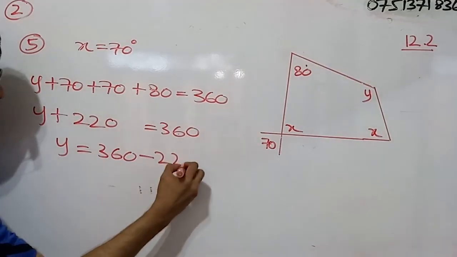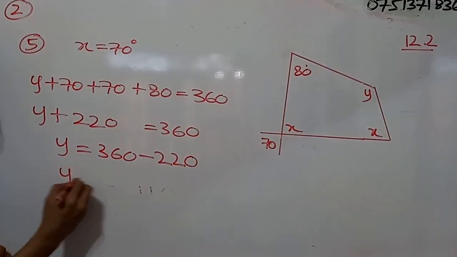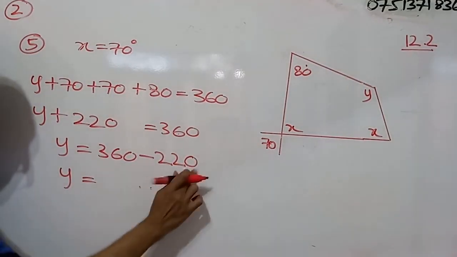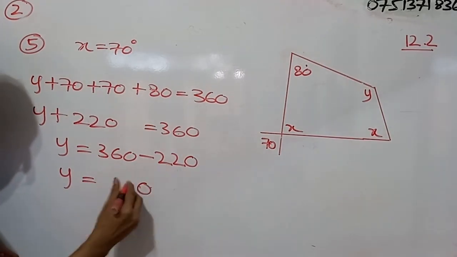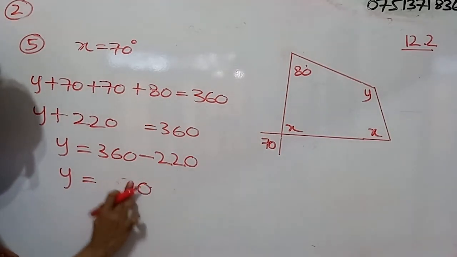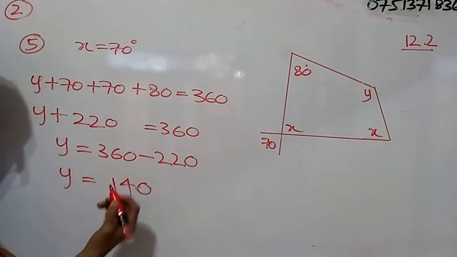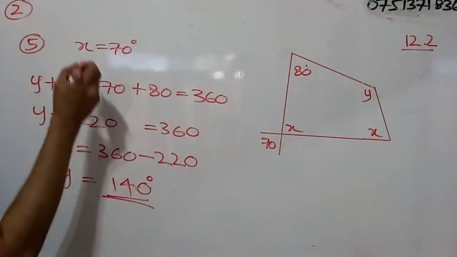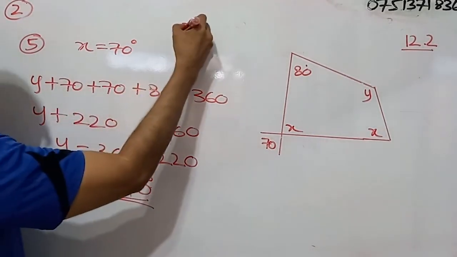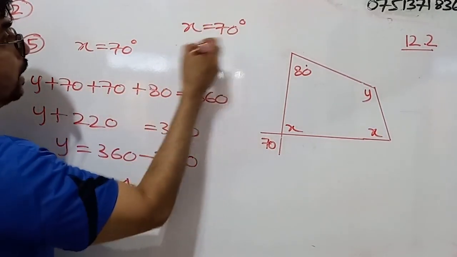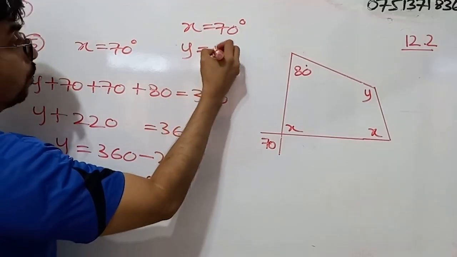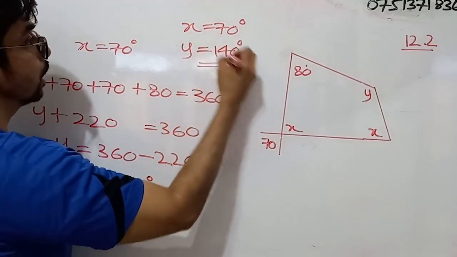360 minus 220. Right? So Y is what? 0 minus 0, we get 0. 6 minus 2, we get 4. 3 minus 2, we get 1. Right? Degrees. So in this question, X is 70 degrees and Y is 140 degrees. So those are the values.